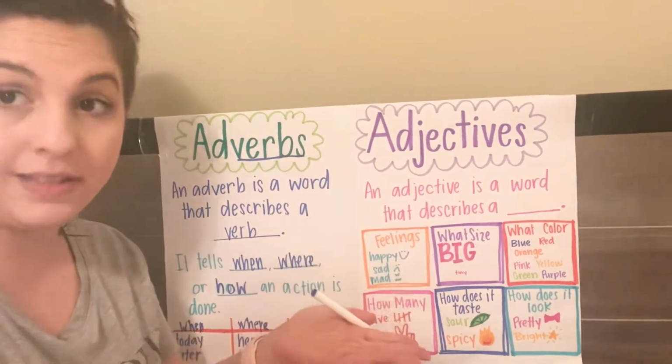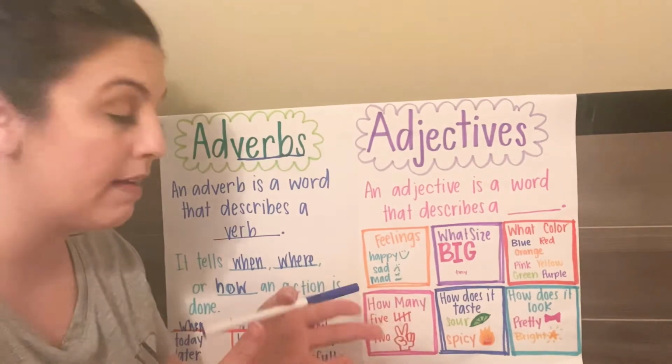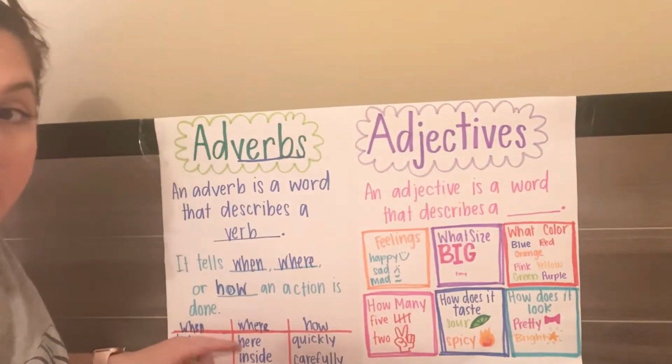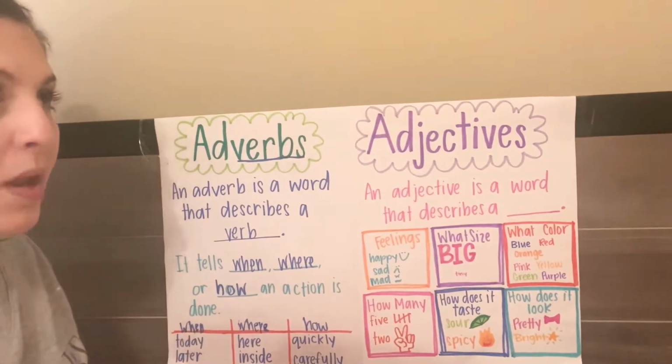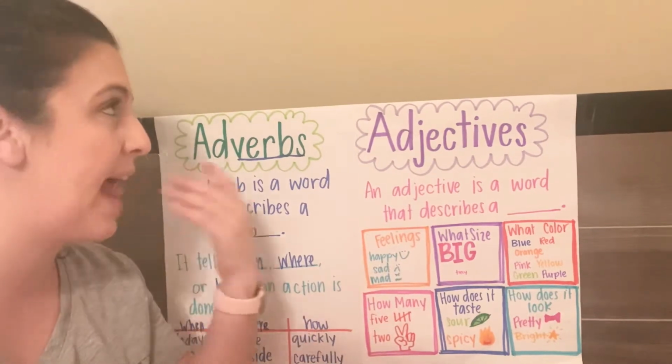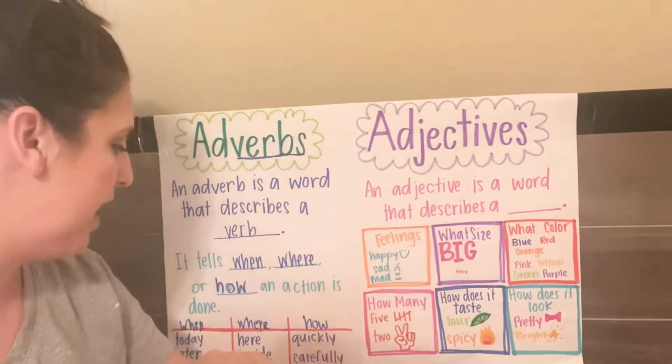Where is a place, right? When you ask where, you're looking for a place. So where did it happen? Did it happen inside? Did it happen here? Okay. Did it happen there? Did it happen next door? Did it happen outside? Did it happen at the pool? All kinds of different things.